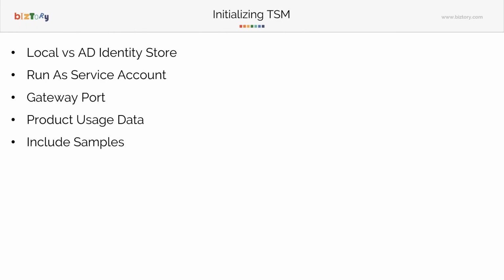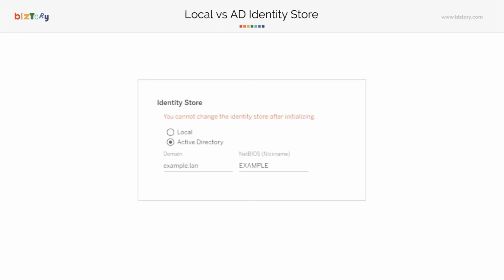Great. So we initialize TSM. Now these were the settings we had there: local versus AD identity store, the run as service account, gateway port, product usage data, include samples.